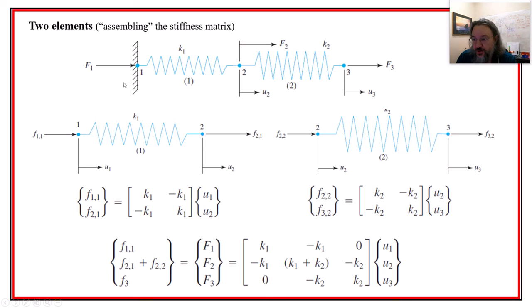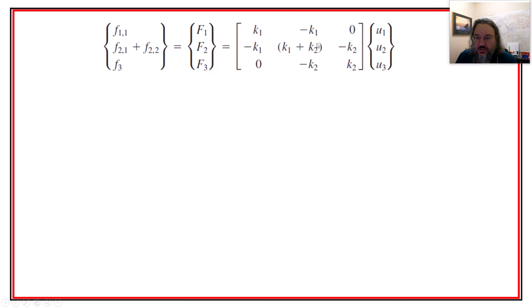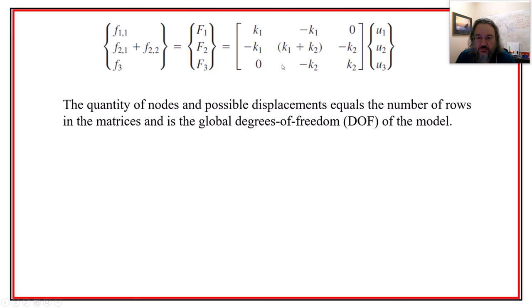So these are 3 nodes, each has 1 degree of freedom. Therefore, this whole model has 3 degrees of freedom, and that generates a 3x3 stiffness matrix. And as we increase the degrees of freedom for the element types and that type of thing, that matrix just keeps getting bigger and bigger.